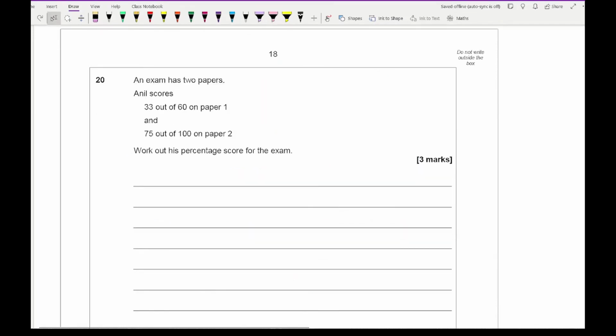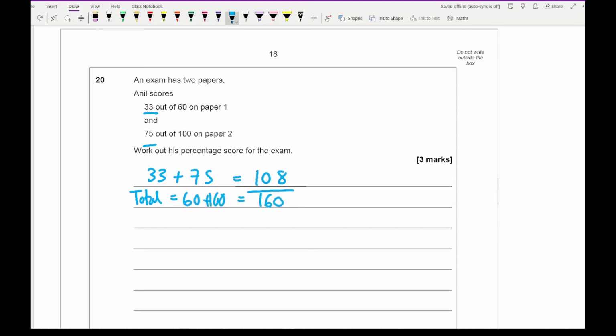So looking at question 20, it says that an exam has 2 papers. Anil scores 33 out of 60 in paper 1 and 75 out of 100 in paper 2. Work out his percentage score in the exam. So what we want to work out is we need to add up these two scores here. So 33 plus 75, which is going to give me a total score of 108. And then we need the total amount, which is going to be 60 plus 100, which is 160.